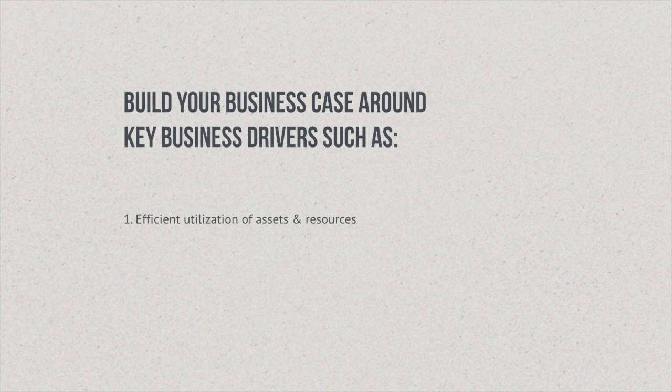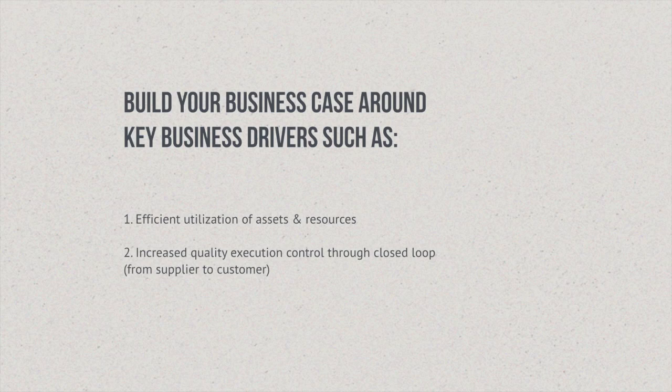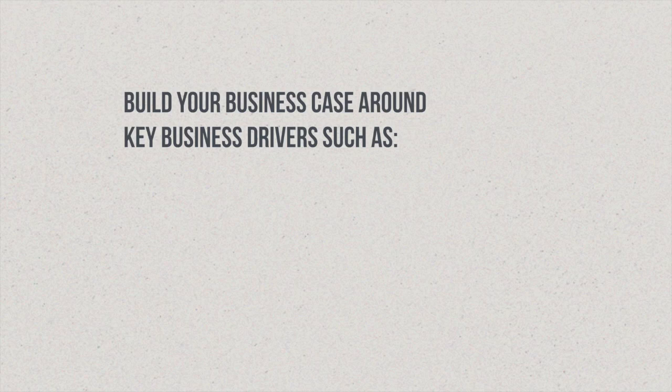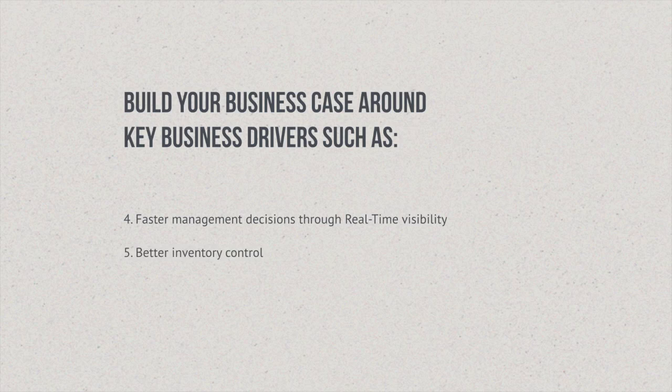What about more efficient utilization of your assets and resources? Maybe you want to tighten quality control from supplier to customer, or speed up the introduction of new products or new recipes, or adjusting existing recipes. Another driver could be better management decision-making based on real-time data and empowering your people by sharing this data so that they can take decisions themselves. What about inventory control? Not so much in the warehouse, but the inventory that is flowing through your plant.